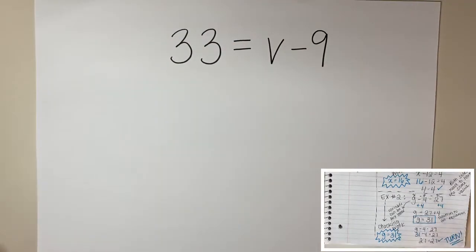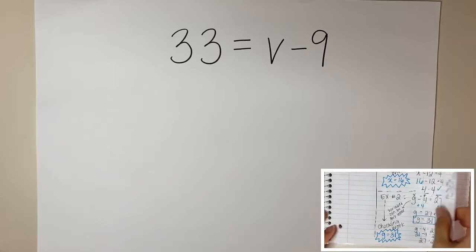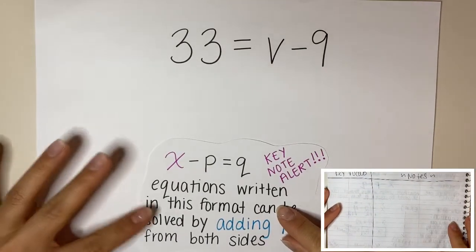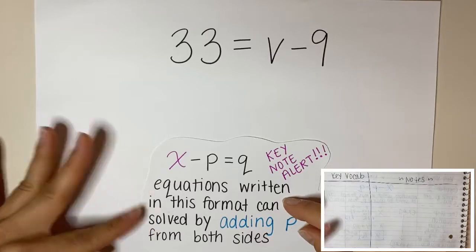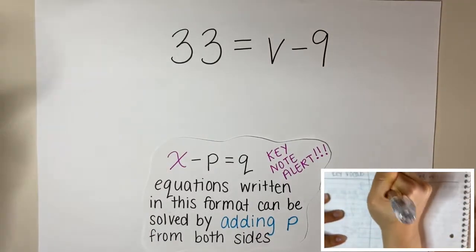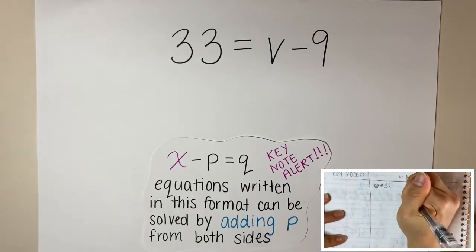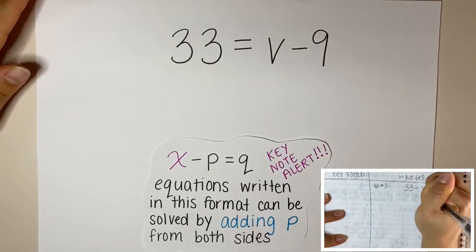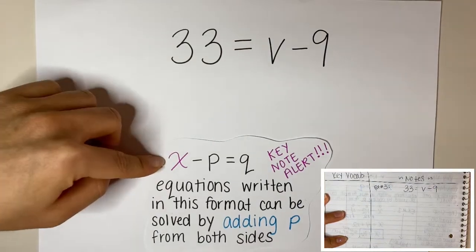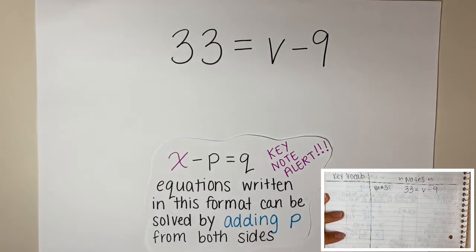Here we have 33 is equal to v minus 9. And again, here is our keynote. Ooh, it doesn't really look like it matches this format, but let's go ahead and look at the individual pieces and see if they match. So, do I have a variable? I have a variable v. Remember, a variable could be any letter. It could be x, it could be t, it could be v, any letter.